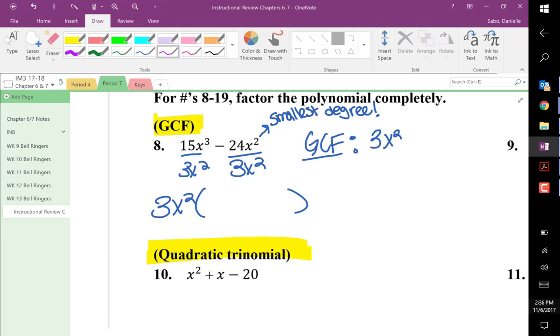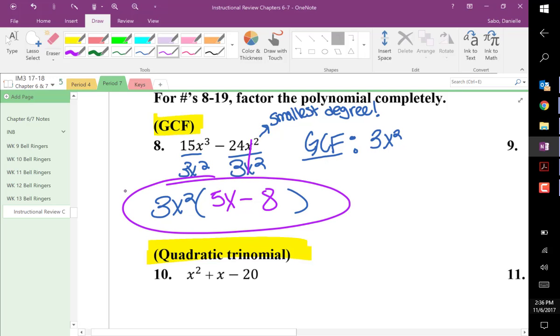What is 15 divided by 3? 5. Good. What is x cubed? I have 3 of them, divided by x squared, that 2 that crossed out. How many is left? 1. So I have x. Bring down your minus sign. What is 24 divided by 3? 8. And then look, these cancel. They're gone. Okay, that was canceled. That's your answer.